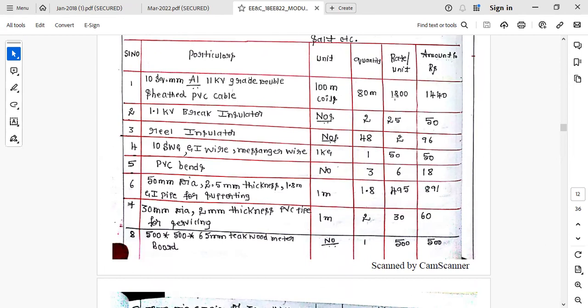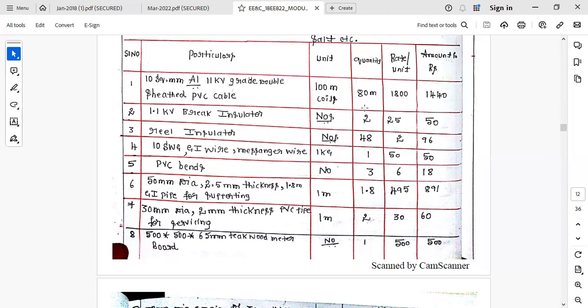100 meter costs 1800, so 80 meter costs 1440. How to calculate this value? 80 into 1800 divided by 100. Okay, we are going to get 1440.